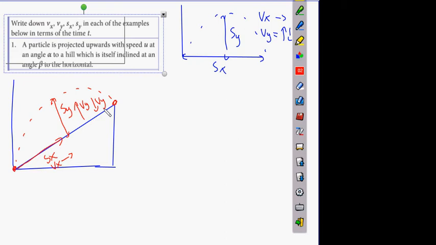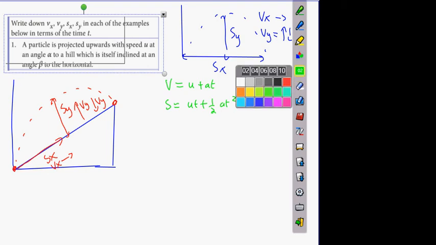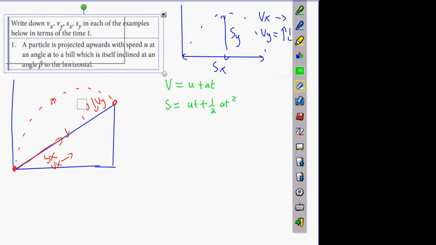Alright, so what we're going to do first is use the same formulas as last time. We're going to use V equals U plus AT, and we're also going to use S equals UT plus a half AT squared. Now, I'm just going to get rid of this gibberish for a minute, and we're back to our diagram.